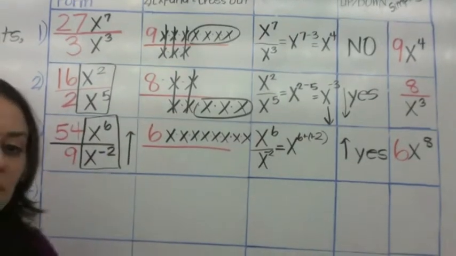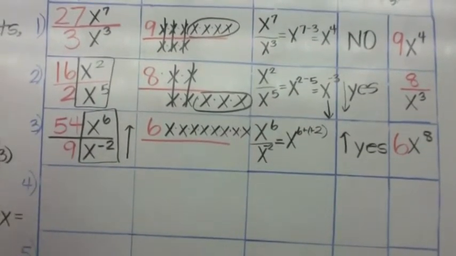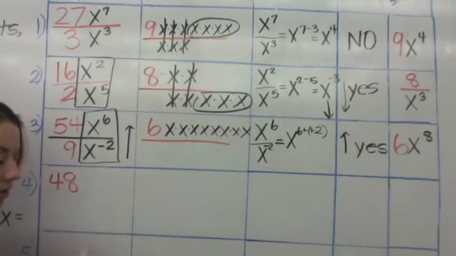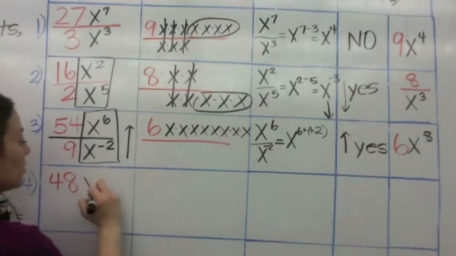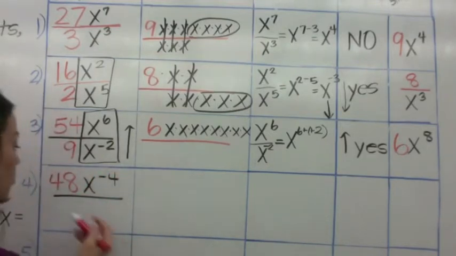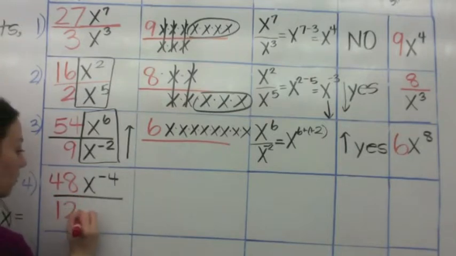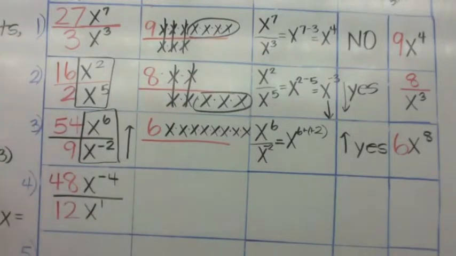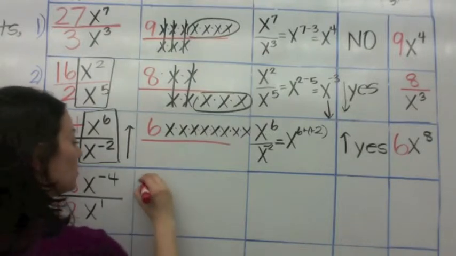Okay, let's do 2 more examples. The next example is, write it with me, 48 x to the power of negative 4 divided by 12 x to the power of 1. Okay, so first we do 48 divided by 12. How many times do you count by 12 to get to 48? How many times? 4. So 4 goes on top.